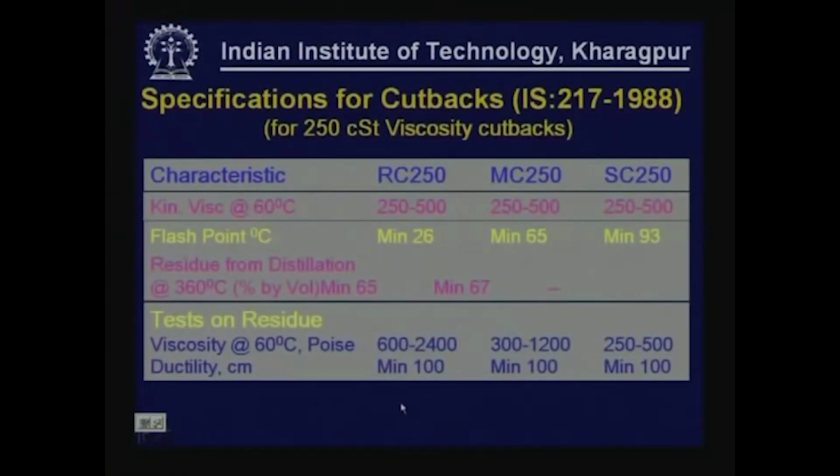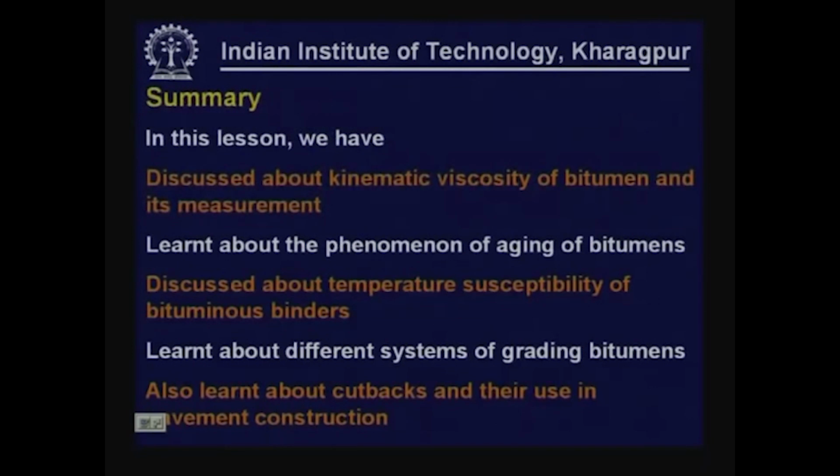These are some of the specifications for cutbacks. This is in terms of kinematic viscosity at 60 degree centigrade, flash point, and the residue that is obtained after distillation, because we are interested in finding out what is the quantity of bitumen that is available and the property of the residue determined in terms of its viscosity.